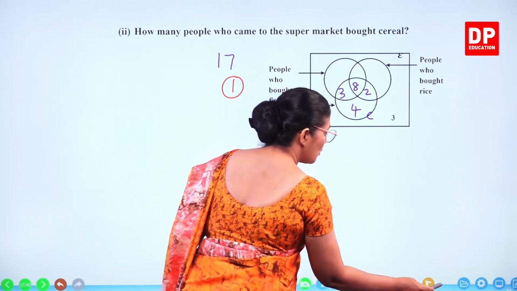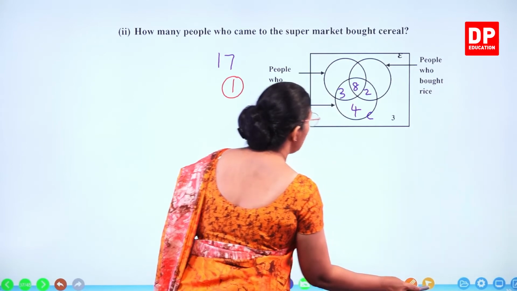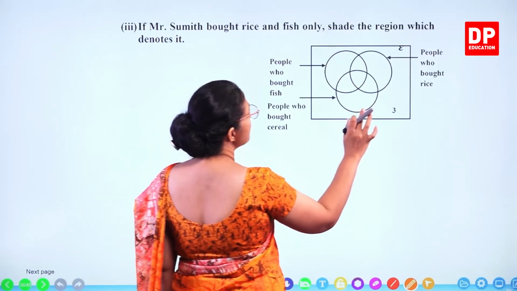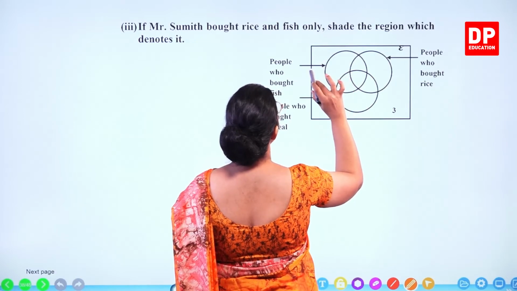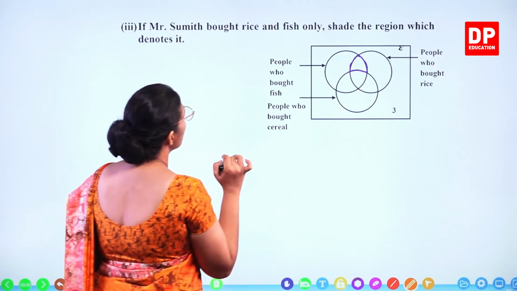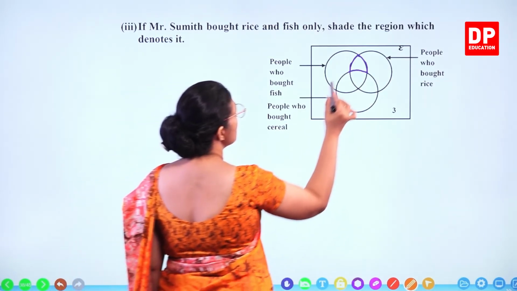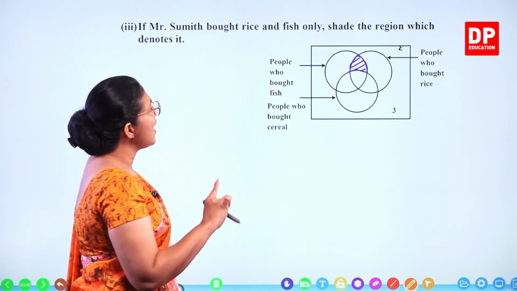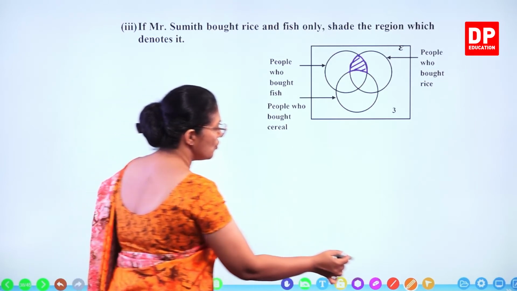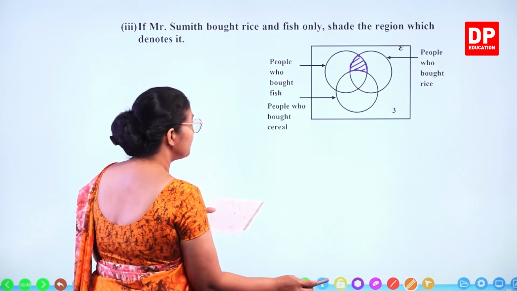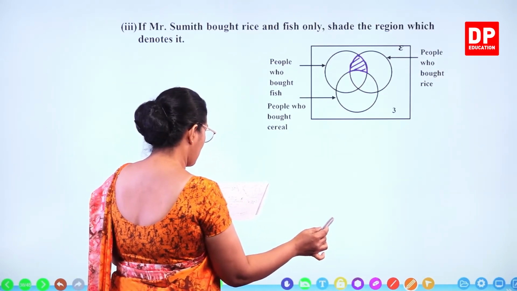So let's do the other part. If Mr. Sumit bought rice and fish only, rice here and fish only, so this part, shade the region which denotes it. So you can shade this part. That's only rice and fish. So you get how many marks for that part? You are getting 2 marks for shading.